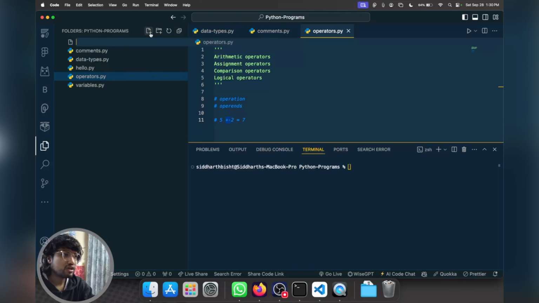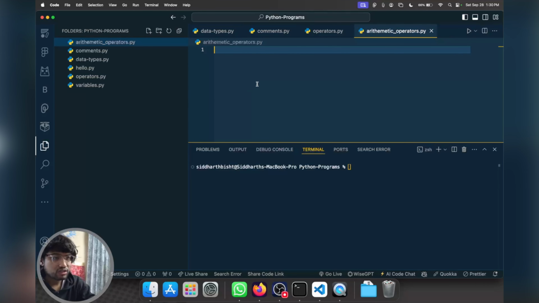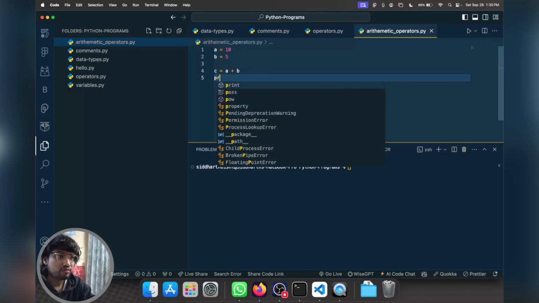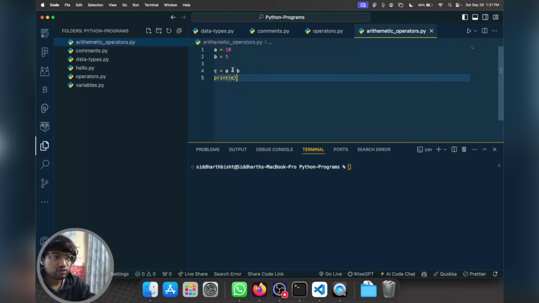So I will just create a new file, arithmetic operator.py. If I write a is equal to, let's give it the value 10, and b is equal to 5. Then c is equal to a plus b, and I print c. These a and b, having the values 10 and 5 respectively, are operands, and when I do c equals a plus b, that will store the addition of a and b. So this plus is an operator.